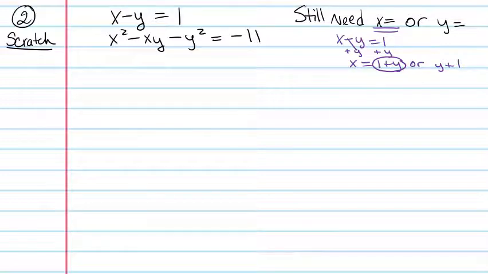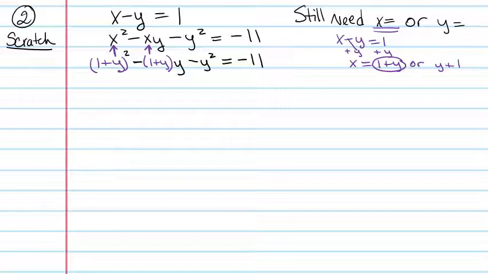So now in the second equation, I'm going to put this 1 plus y in both of those places. I'm going to substitute that in for x in both of those places. So it's going to be a 1 plus y squared, minus a 1 plus y times y, minus y squared equal negative 11. So now I'm going to have to solve this equation, this big fancy thing, for y.